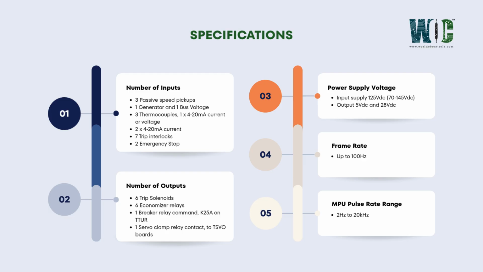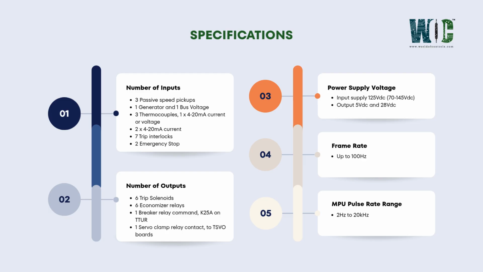Specifications: number of inputs, 3 passive speed pickups, 1 generator and 1 bus voltage, 3 thermocouples, 1 4 to 20 mA current or voltage, 2 times 4 to 20 mA current, 7 trip interlocks, 2 emergency stop. Number of outputs: 6 trip solenoids, 6 economizer relays, 1 breaker relay command, K25A, on TTUR, 1 servo clamp relay contact to TSVO boards. Power supply voltage, input supply 125 volts DC, 70 to 145 volts DC, output 5 volts DC and 28 volts DC, frame rate up to 100 Hz.